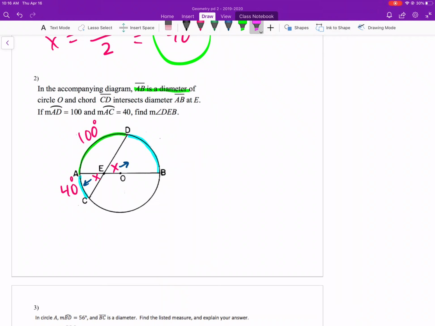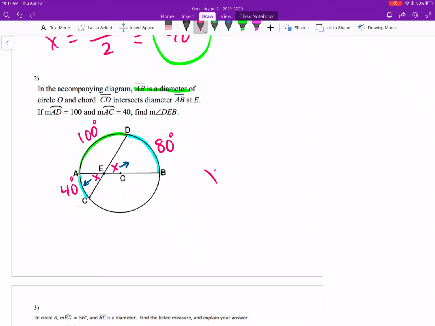Alright, so you have to think about how can we use that given info that they said AB is a diameter. It's very important here. So as you follow around AB from here, we have 100 degrees, and if you continue that, that will make up half of the circle now, which is 180 degrees. So what's left here for arc DB would be 80 degrees.